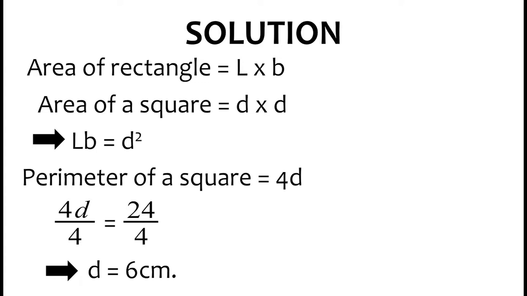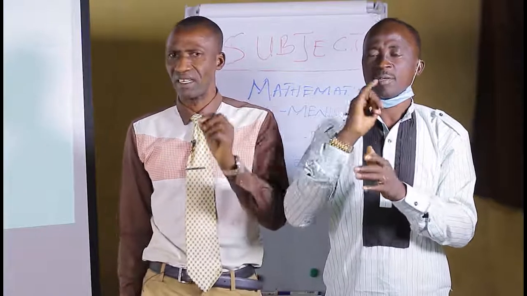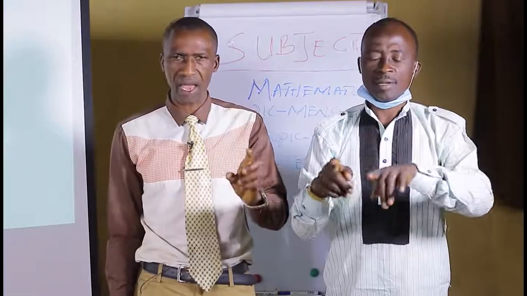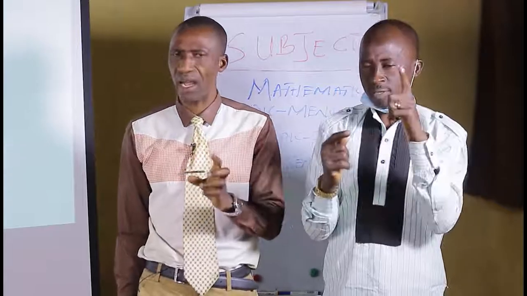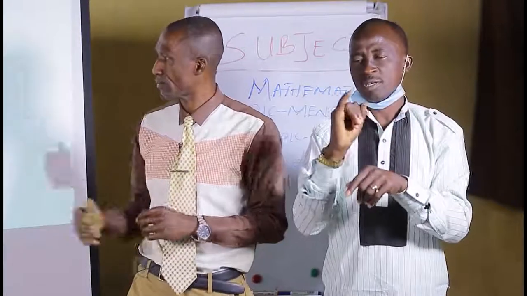Then the right-hand side, which is 24 divided by 4, equals 6. Therefore, our d equals 6. This implies that the length of the side of a square is 6 centimeters.